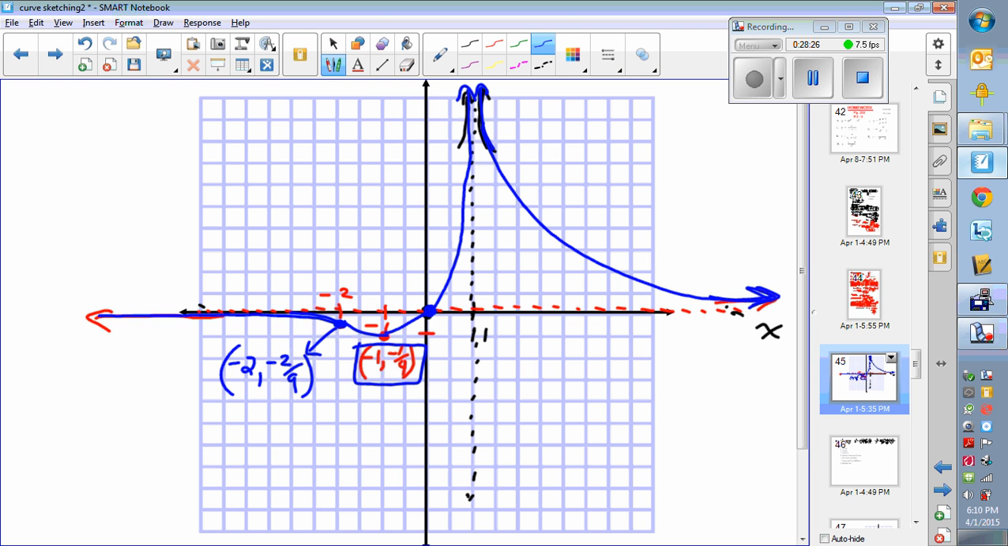You've got your points. We've tested horizontal and vertical asymptotes. You've got your graph completely drawn. All of the steps covered, A through G, we've done everything. Congratulations, you've got yourself one curve, and it only took you a half hour to get it.